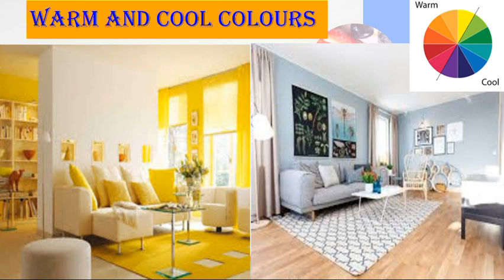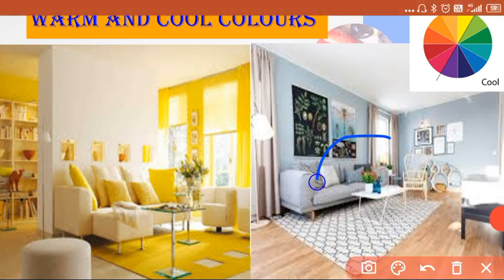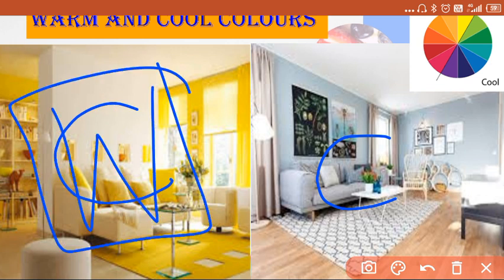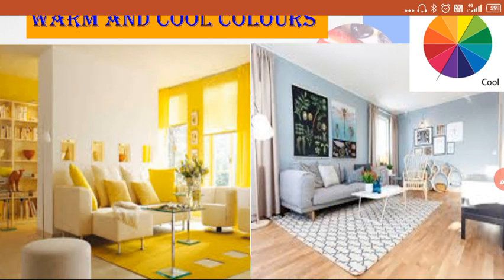Now last is warm and cool colors. Again I have given you 2 pictures. You tell me which is looking very warm and which is looking very cool. This is looking very cool, blue. The size of both is the same, similar. This is looking very cool and very spacious. The yellow one is very warm. It gives the perception of warmth. It's looking like a small room.